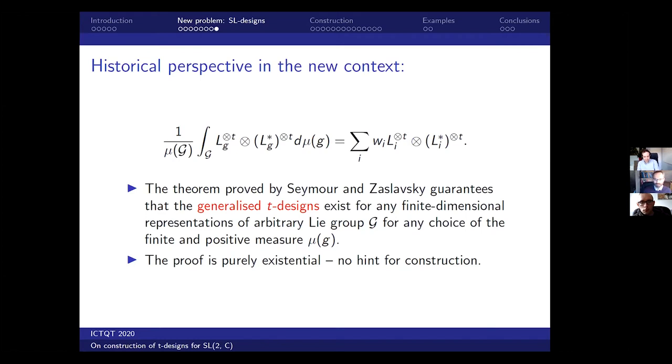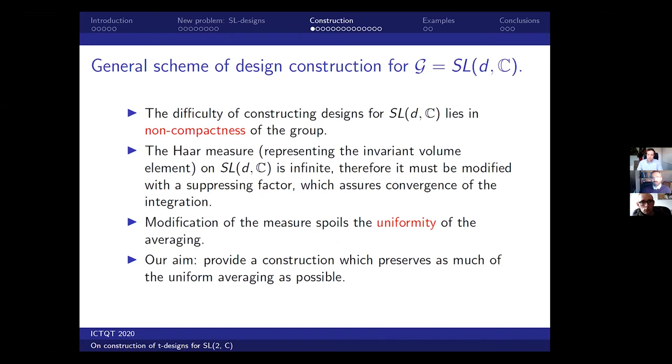Okay, thanks. Okay, and so now in this part I will show a sketch of our construction, which will be really a sketch, but there are several elements. So let me start by pointing out the main difficulty. The main difficulty, of course, lies in the non-compact character of the special linear group, or any other non-compact group over which we would like to perform the averaging, which means that the Haar measure, the measure which can be identified with the invariant volume element, of this group is infinite, and therefore the averaging taken straightforwardly would lead to infinite results. So we need to modify it by adding some suppressing factor to the measure, which assures the convergence of integration.